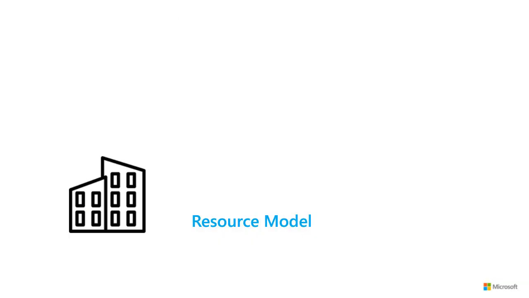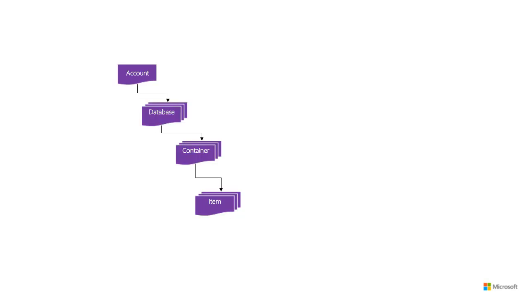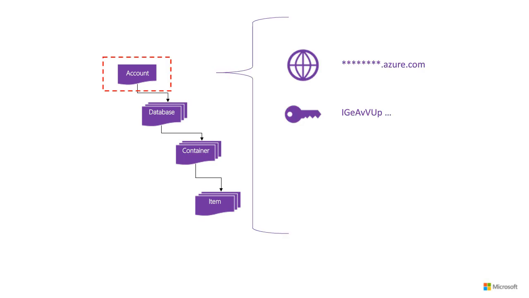So with that said, now that you have an idea of what this thing is, let's start taking a look at the resource model so that you have the overall context for understanding how you can build an application on top of this database service. At a very high level, the very first thing that you're going to encounter is an account. The account is a set of URI and key for you to connect your application to the database service.